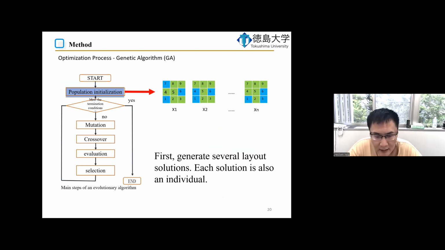Then I will specifically introduce the optimization process. Firstly, generate several layout solutions. Each solution is also an individual, like X1, X2, and Xn.